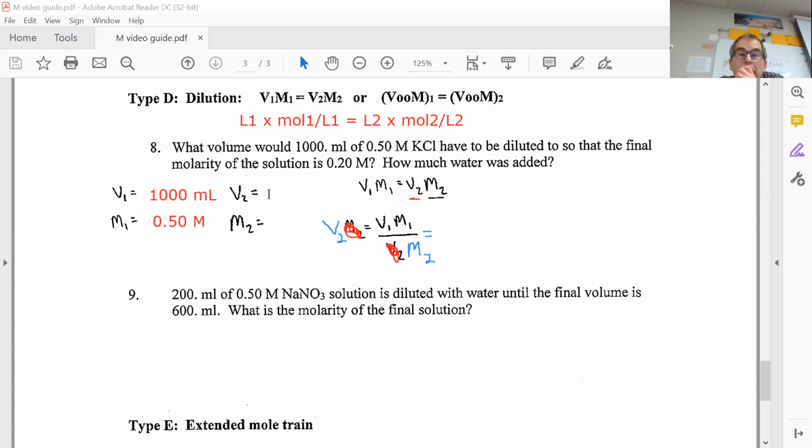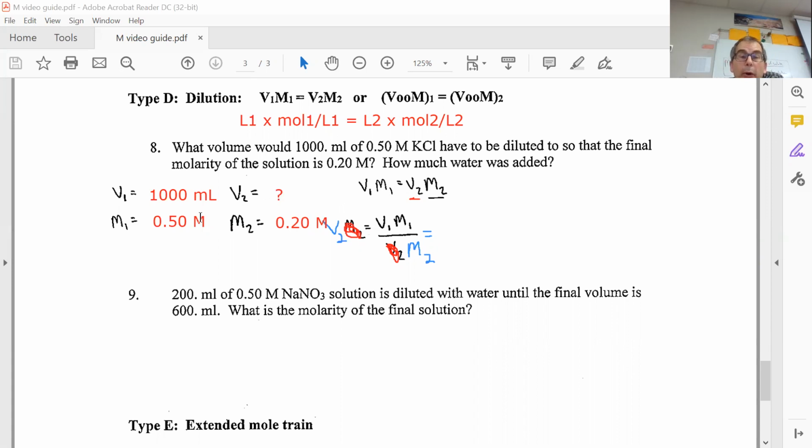Our goal is to find the final volume, so we don't know what that is. And our molarity at the end is going to be less, which makes sense because we're going to dilute it. So our molarity will decrease. My guess is if I add water, my molarity decreases, but my volume is going to increase. And this formula will get you there.